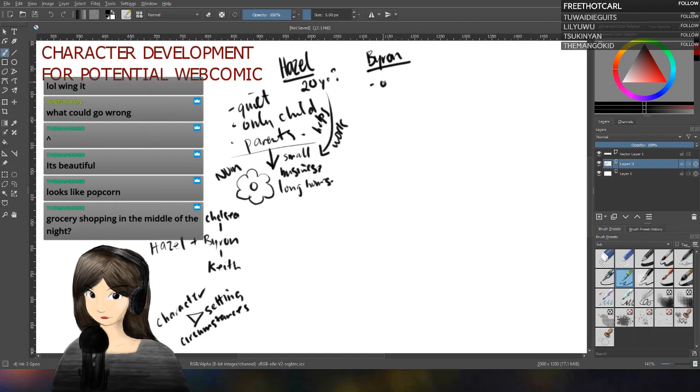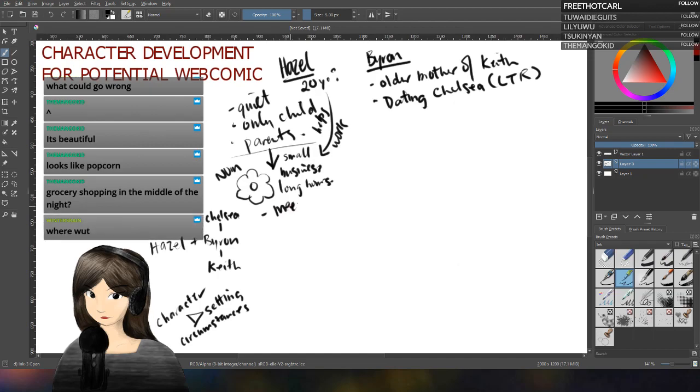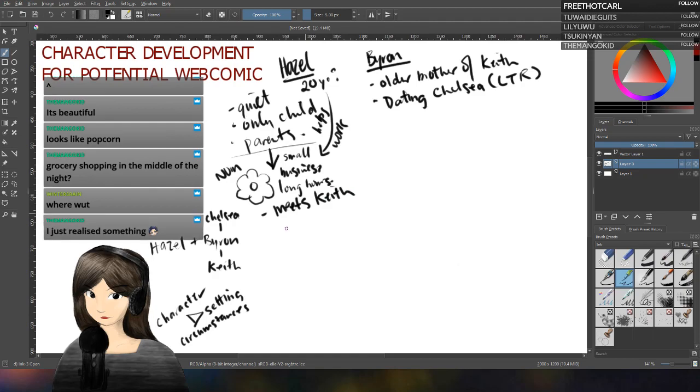Byron is the older brother of Keith. Also is dating Chelsea. A long-term relationship. Hazel meets Keith and they start dating.